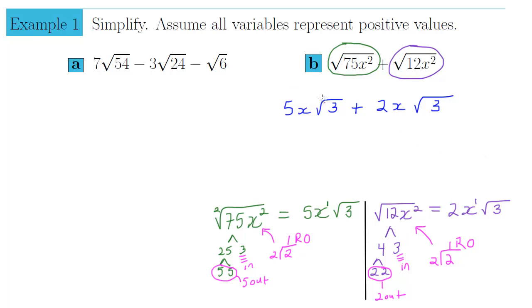Right. So at this point we do have like radicals. We can combine this root 3 and this root 3. The way that we'll do it is by adding the coefficients. So we're going to go ahead and take 5x plus 2x, which is 7x. So 5x apples plus 2x apples means that I have 7x apples. Or 5x root 3 plus 2x root 3 means that I have 7x root 3.